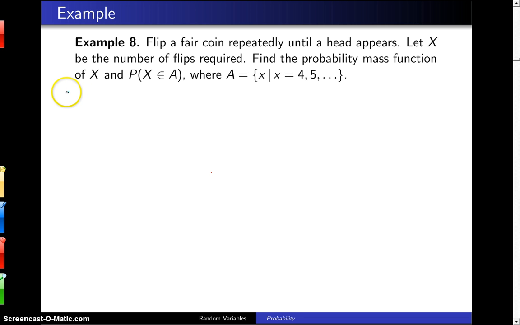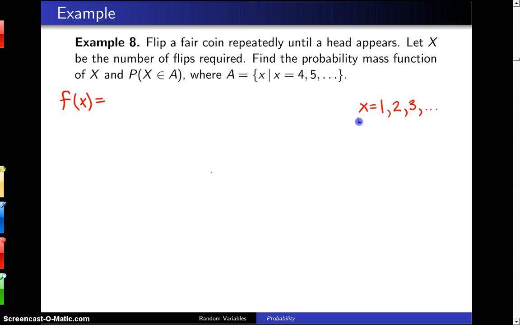So the first step is to find the probability mass function f of x. In this particular case, it might take one flip to get the first head. It might take two flips. It might take three flips. And there's really no upper bound that you can put on the number of flips required, because as soon as you think of a large number, like say 37, then it's possible that it takes 38 flips to get the first head, and so there's no limit here.